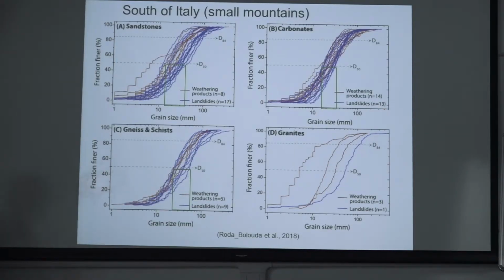You can go in different studies. There is a recent paper by Roda Boluda, who did a systematic analysis in the south of Italy. She has been looking at different landslide deposits and distinguishing between lithologies: sandstone, carbonate, gneisses, or even granite. In such a less active setting than the Himalaya, the D50 is around 20 to 60 millimeters, so slightly finer, but again, a large production of coarse material.